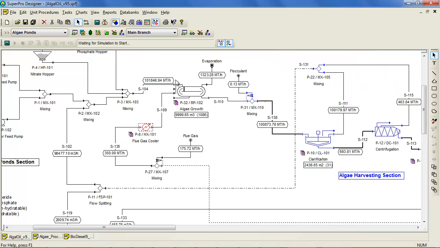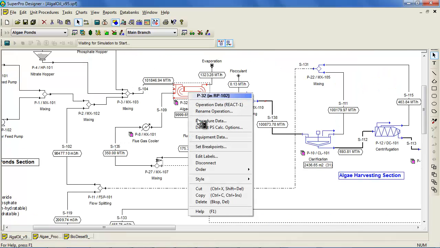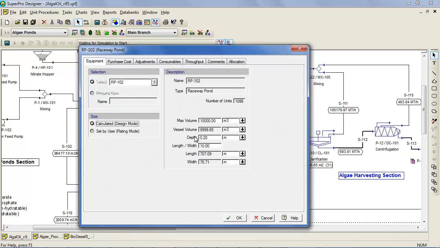Another important specification related to the raceway ponds is their physical size. Here you can see that each pond has a volume of roughly 10,000 cubic meters and a depth of 0.2 meters. Therefore, each pond has a surface area of approximately 50,000 square meters, or 5 hectares. The equipment data dialog also shows that there are 1,086 identical units represented on the flowsheet by this unit procedure icon.